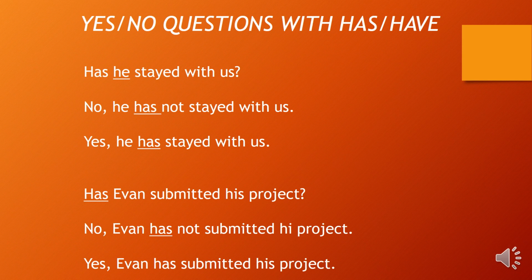So these examples are statements that are answerable by yes or no questions, using, of course, has and have. Number one, has he stayed with us? So still, the verb agrees with the subject. Our subject here is he, that's singular, and we use the verb has. And then the answer will be, no, he has not stayed with us. Or it can be, yes, he has stayed with us. So our subject here is he and the verb is has. Okay, that agrees with each other.